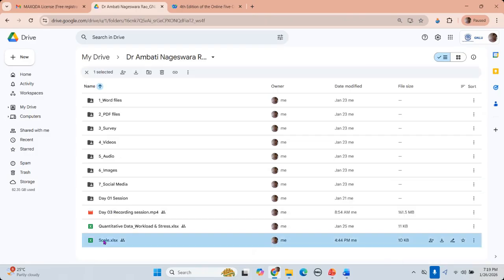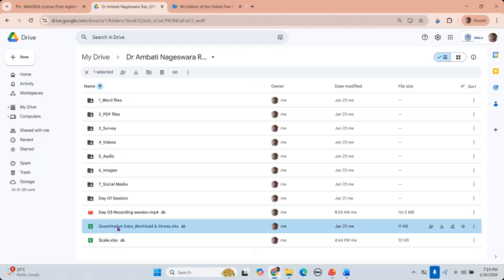Like scale data is one, quantitative data, workload, and stress. These are the two files I have given. We are going to start with the first one.